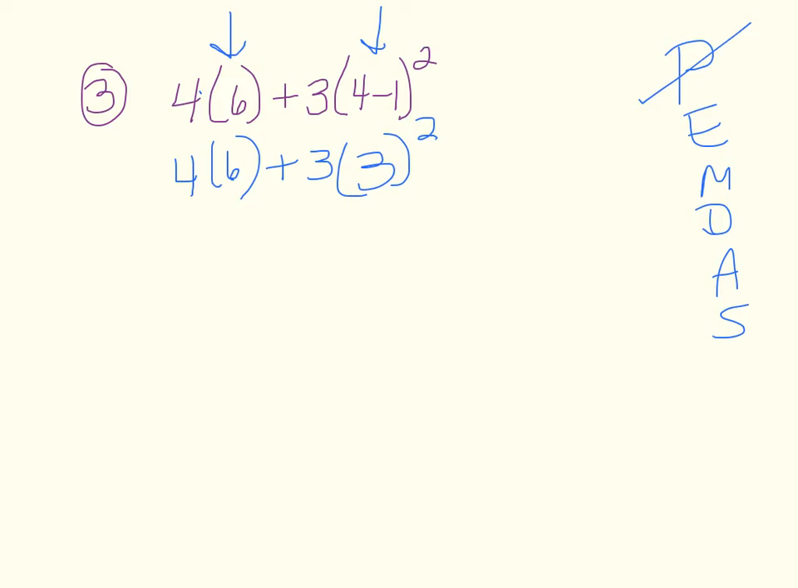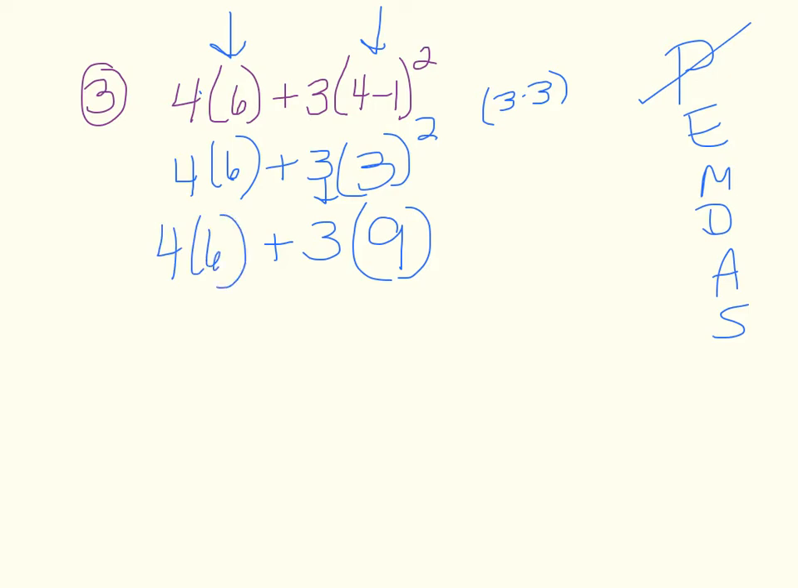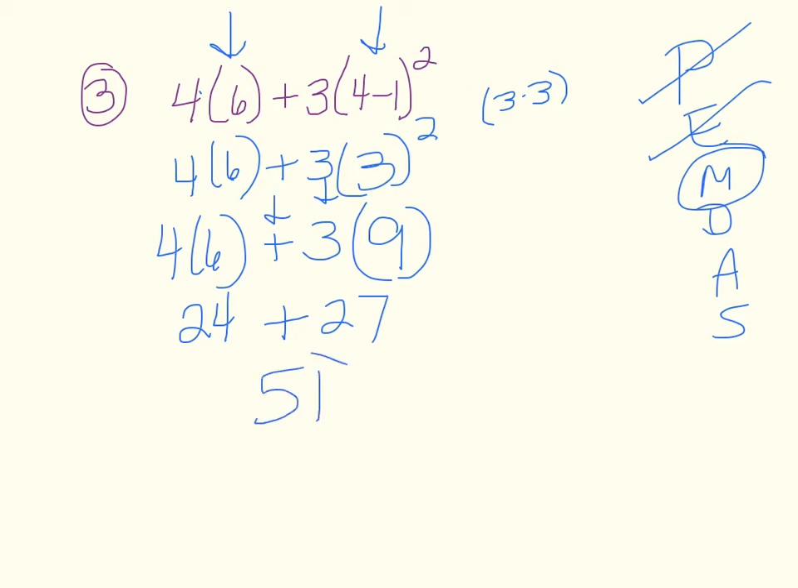Exponents. There is an exponent here, right there. So I'm going to go ahead and do my exponent. So 3 to the second power, remember, is 3 times 3. So that's 9. Okay, I'm going to bring down this 3 and my 4 times 6. Multiplication, there's 2 multiplications. And there's an addition sign in between here, so you can go ahead and do those at the same time. So 4 times 6 is 24, plus 3 times 9 is 27, and that gives us 51. Make sure you bring the numbers down and follow the order.